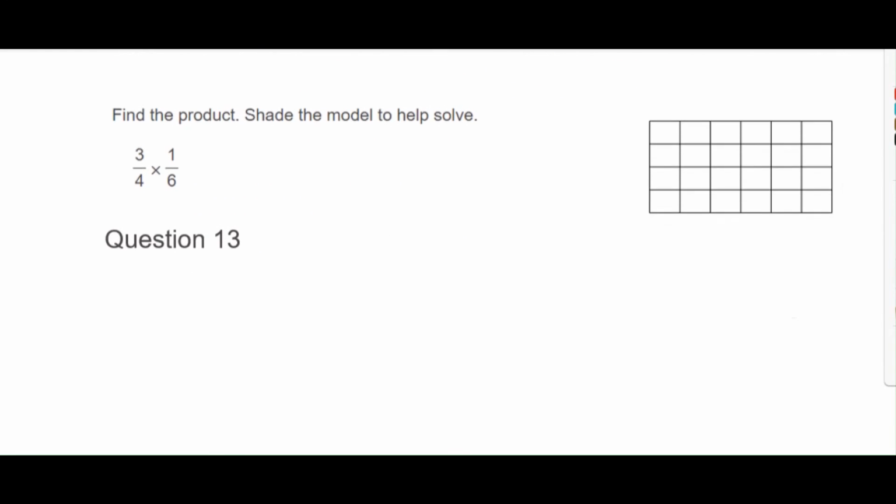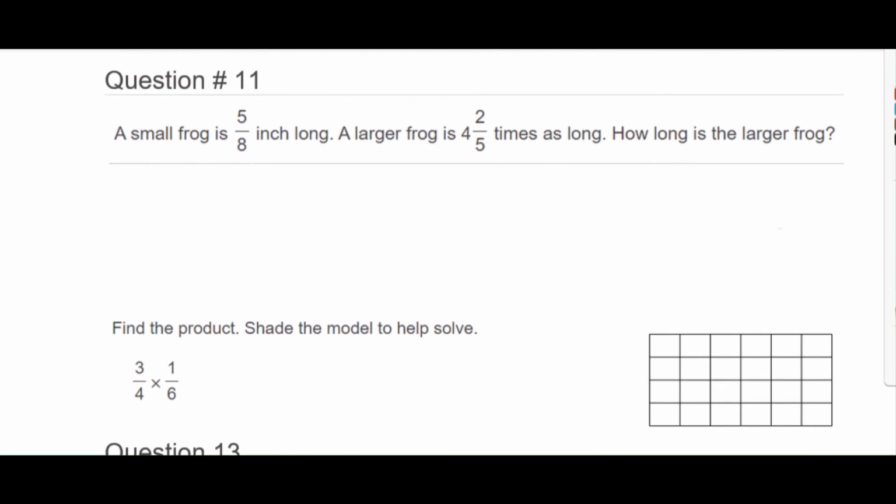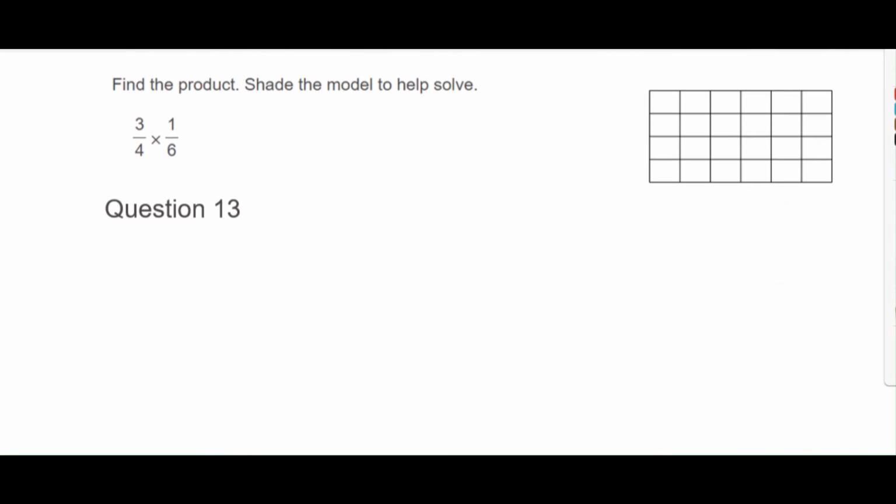All right, so we want to find the product. Find the product we want to shade using a model. So this is just an overview of 1/6 of 3/4. So if I come over here to my model, I can see that the side is broken up into fourths because I have 4 equal sections. So I'm just going to put 3/4 here. And then down here I have 1, 2, 3, 4, 5, 6 equal sections. So this is broken up into 6.